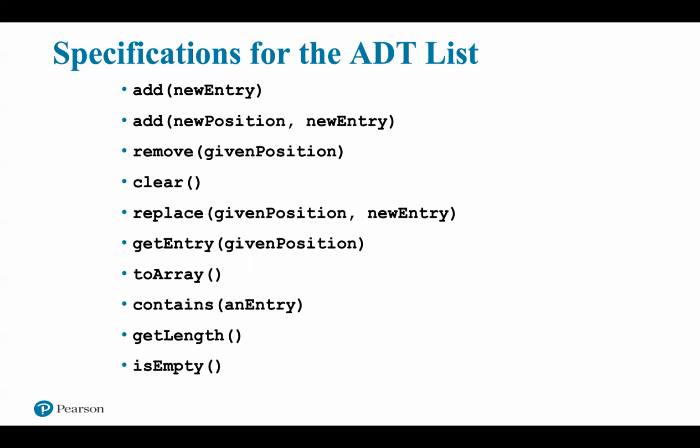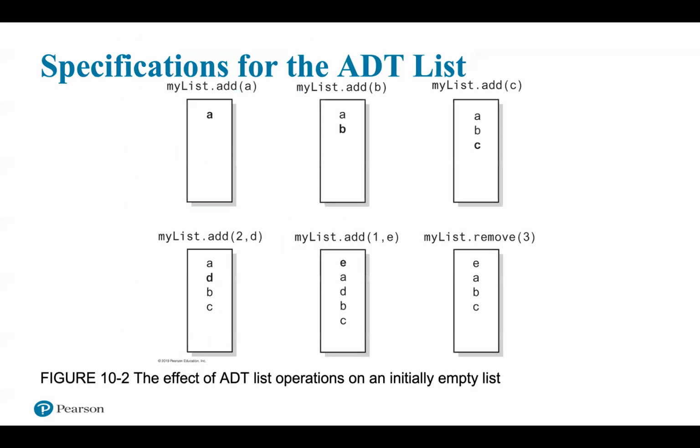Replace, given position and new entry, replaces the entry at a given position in the list with a given entry. Get entry, given position, retrieves the entry at a given position in the list. ToArray retrieves all entries in the list in their current order. Contains, given an entry, sees whether the list contains that entry. Get length gets the number of entries in the list, and isEmpty sees whether the list is empty. So a variety of different things that are spelled out.